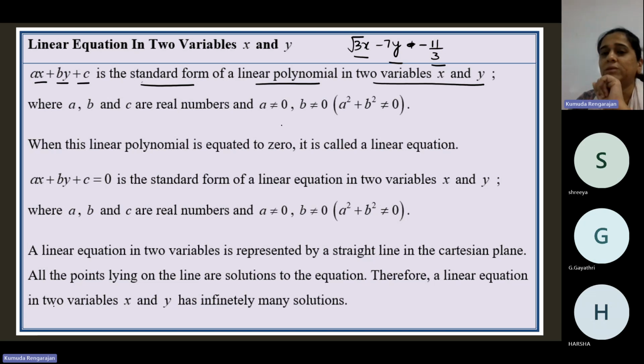Two terms have the variables x and y. There is one term with the variable x. There is another term with the variable y. The power of x is 1. The power of y is 1. So the highest power of the variables involved is 1. So it is a linear polynomial in two variables x and y. Linear because the highest power of the variable or variables involved is 1. That's why linear. Polynomial equation means you will have the equal to sign, equal to 0. That's an equation. Otherwise, it's a linear polynomial. How many variables? Two variables, x and y.